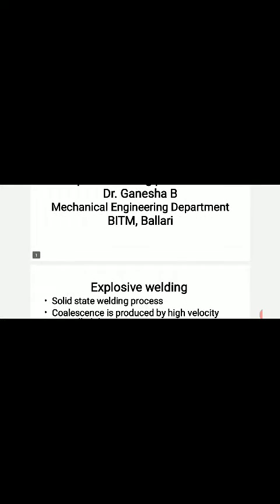Among those, explosive welding. It is a solid state welding process where coalescence is effected by high velocity movement produced by a controlled detonation. It involves a high velocity impact between a plate propelled by an explosive charge and a stationary plate when two plates are to be explosively welded.